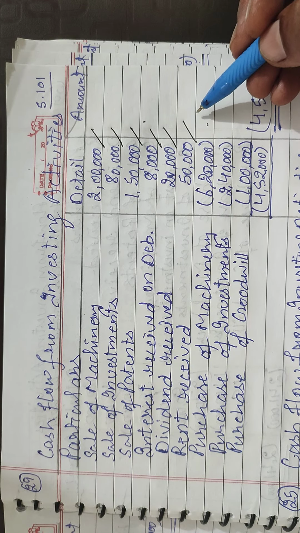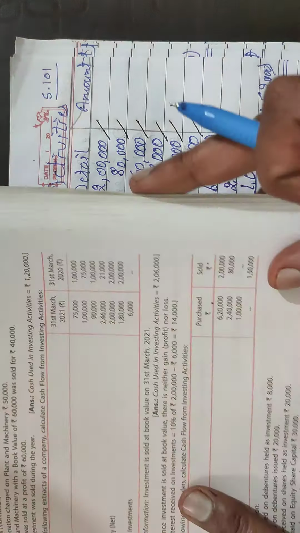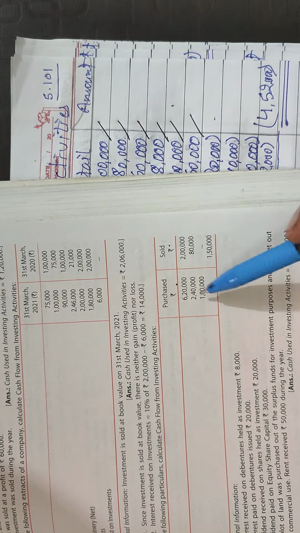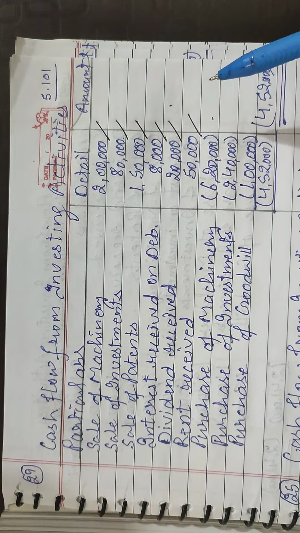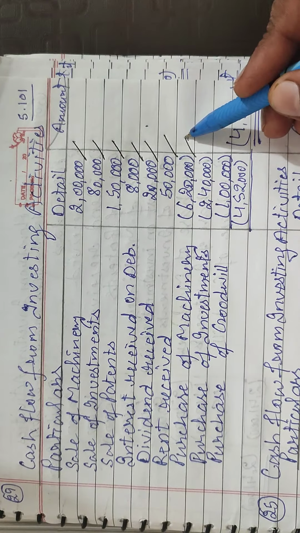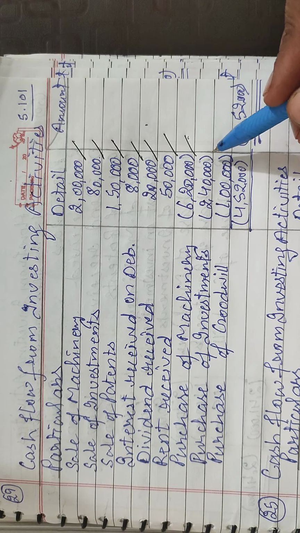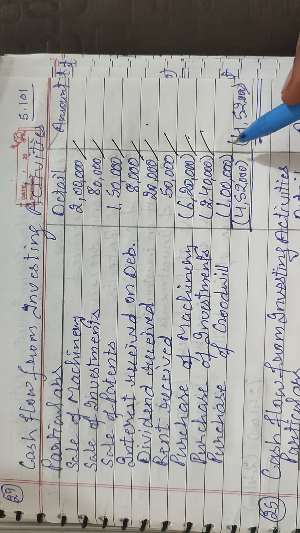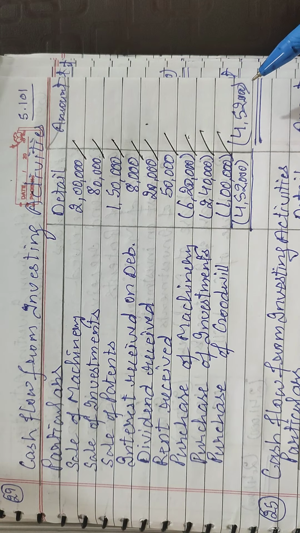Now let's talk about outflow. Under outflow we will take these items which are given under the title purchased. The first item, purchase of machinery is of 620, outflow of cash. Purchase of investments for 240, it will be reflected as an outflow of cash. And last item is purchase of goodwill 1 lakh rupees, it will also be reflected as an outflow of cash.